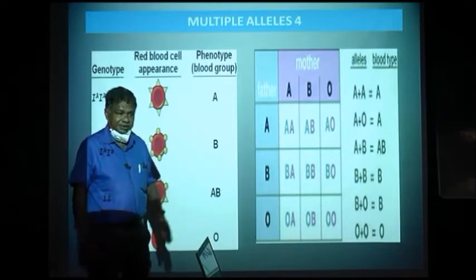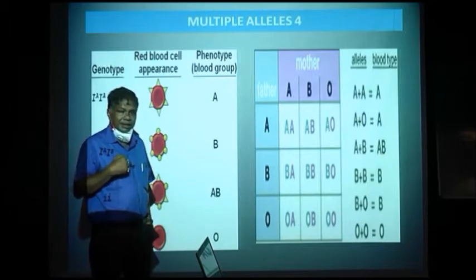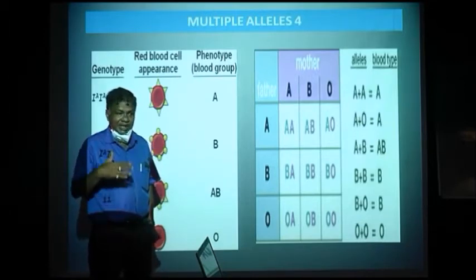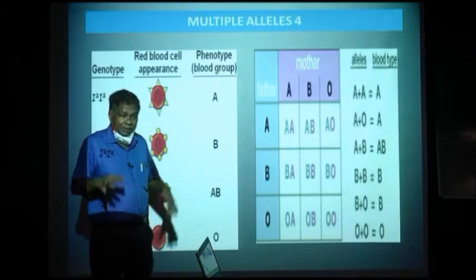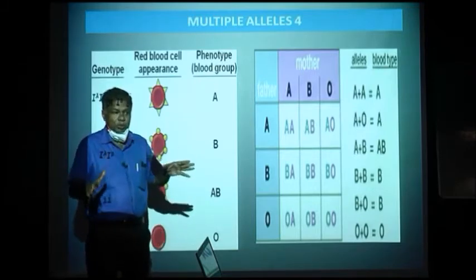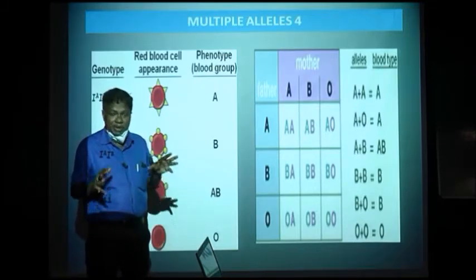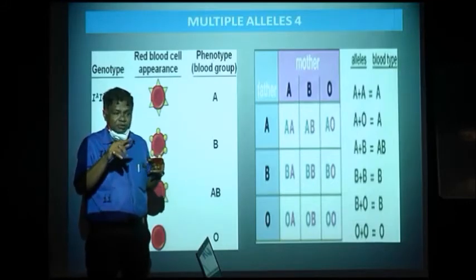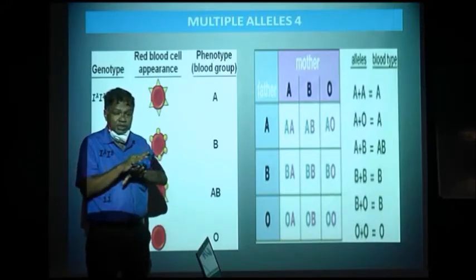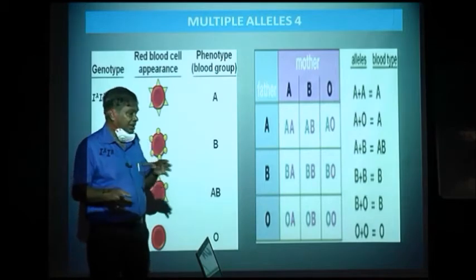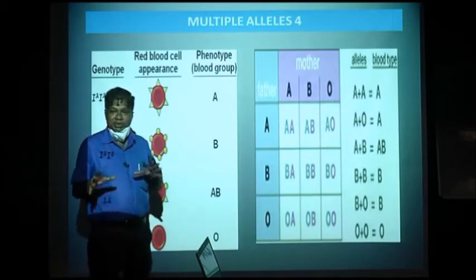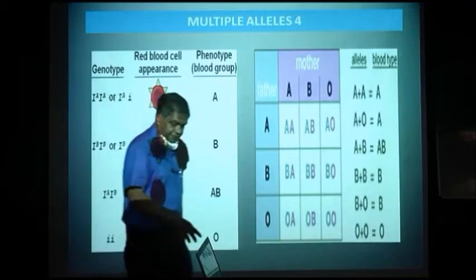In fact I have AB, my wife is O, my elder son is B, and my younger son is A. In our family there is no possibility of O blood group, because I don't have small i, and there is no possibility of AB blood group, because I have A and B, but my wife doesn't have A or B, she only has small i.